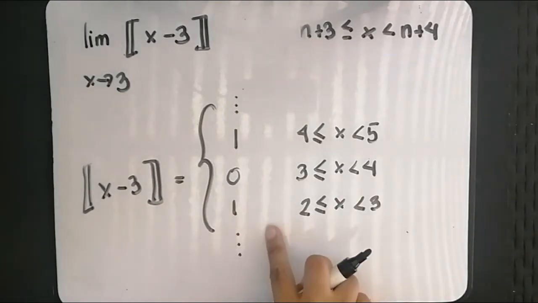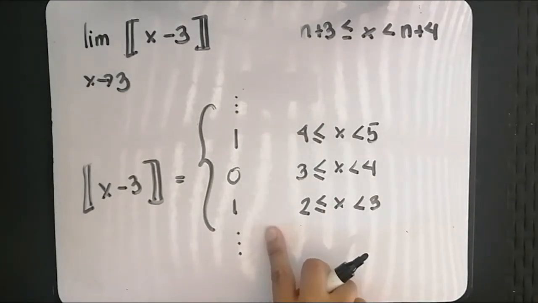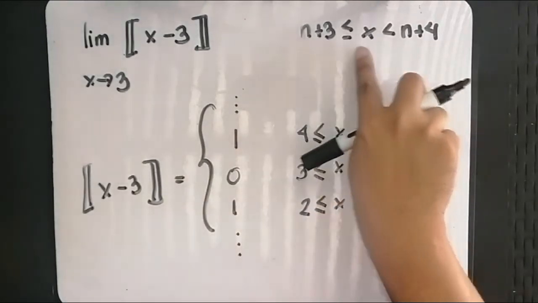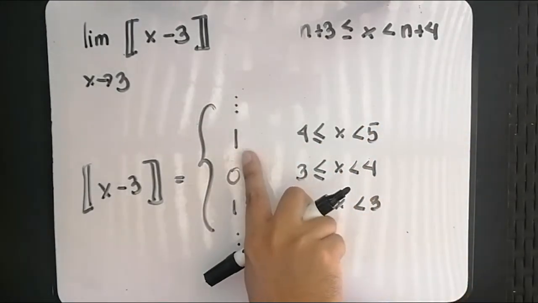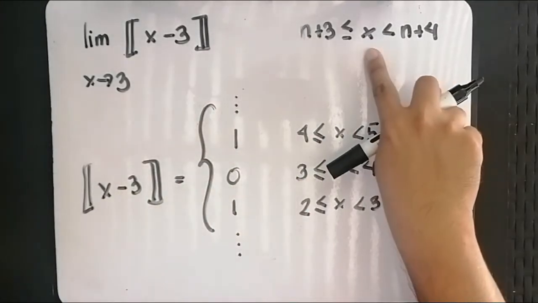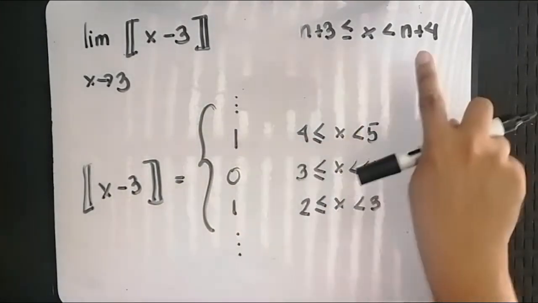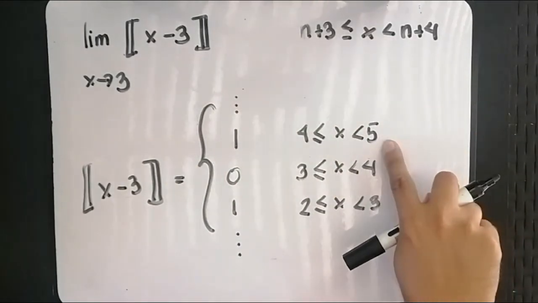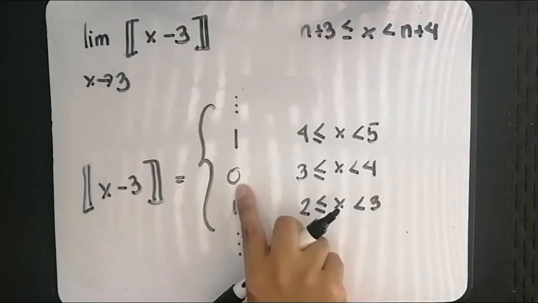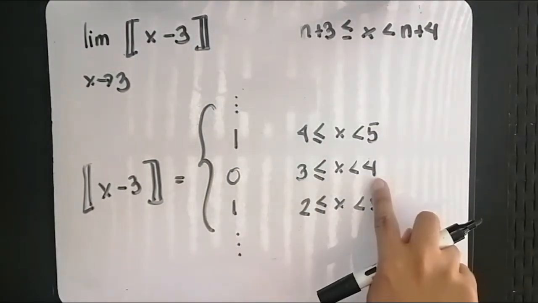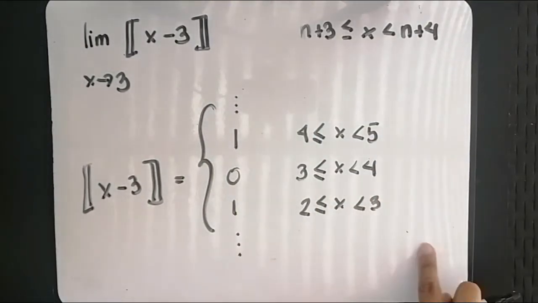So paano natin nakuha ito? Ilalagay mo lang yung n mo, or yung x mo dito. Kunwari, 1 ito. So x now is greater than or equal to 1 plus 3, so we have 4. 1 plus 4 equals 5. Ganun lang. 0 naman siya, kasi pag nilagay mo yung 0 doon, we have 3 up to 4. And so on and so forth.